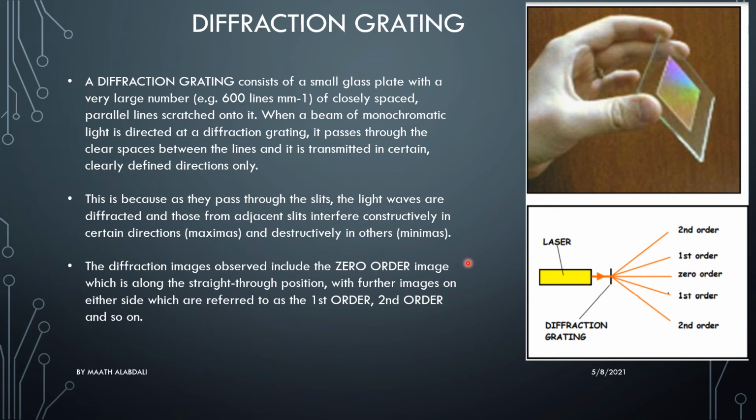I'll explain this. As the light passes through the slits, the light waves are diffracted, and those from adjacent slits interfere constructively in certain directions, which we call maxima, and destructively in others, which are minima. The diffraction images observed include a zero order image, along the straight-through position, with further images on either side, referred to as first order, second order, third order, and so on. So basically, laser light through a diffraction grating gets diffracted and many orders form. That's basically it.